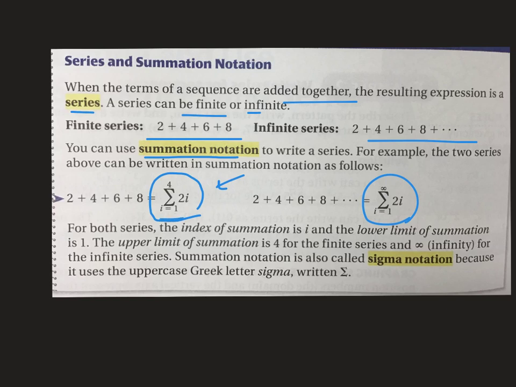Basically, it works like this. Whatever number's on the bottom, the 1, you take that 1 and you plug it in for the i. So 2 times 1 is 2. That's your first term. Then you plug 2 in, 2 times 2. Then you plug 3 in, 2 times 3. Then you plug 4 in, 2 times 4 is 8.